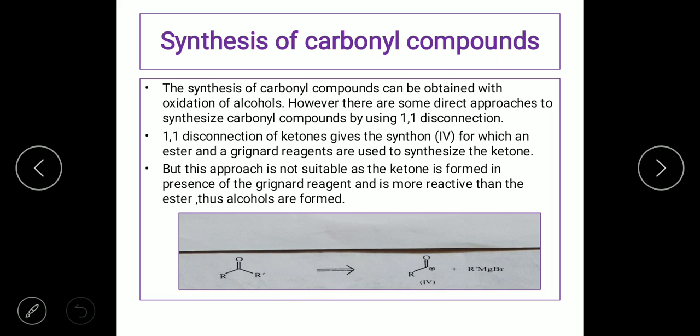So that is the meaning of this line. 1,1 disconnection of ketones gives the synthon 4, for which an ester and a Grignard reagent are used to synthesize the ketone. But this approach is not suitable as the ketone formed in the presence of Grignard reagent is more reactive than the ester, thus alcohols would be formed. So, what is the solution?